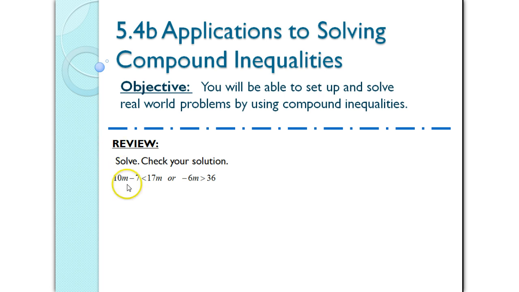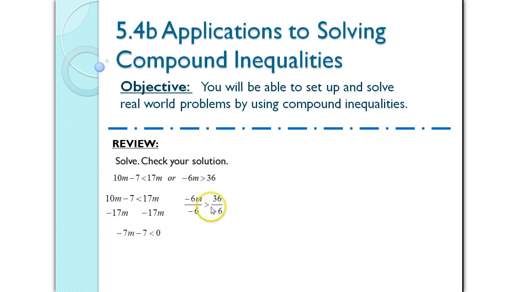So I'm going to start by getting the variables to one side. So I'm going to subtract over the 17m. On this side, I'm going to start by getting the m by itself by dividing by negative 6. 10 minus 17m is a negative, don't drop your negative off, 7m, minus 7 less than 0.